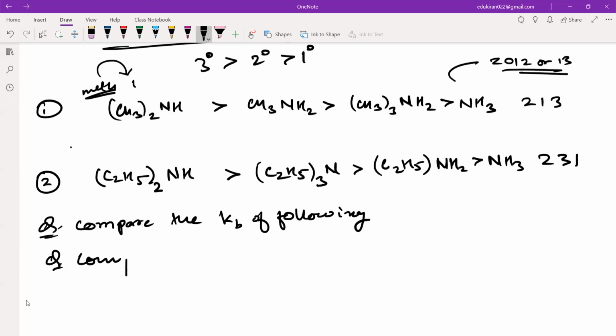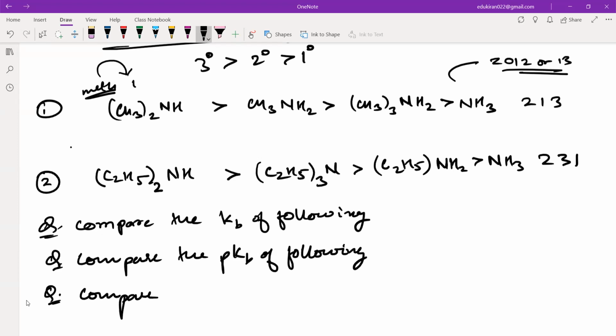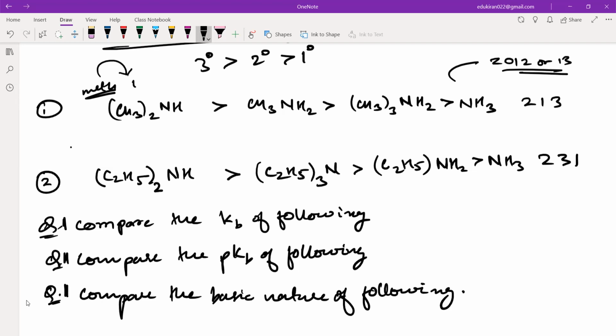They can ask to compare the pKb of the following. They can also ask to compare the basic nature of the following. Let us say I am asking this for 1. First question, compare the Kb. For Kb you will have to take 2 degree higher than 1 degree, higher than 3 degree. In pKb you have to go the opposite way, because it is inversely proportional.